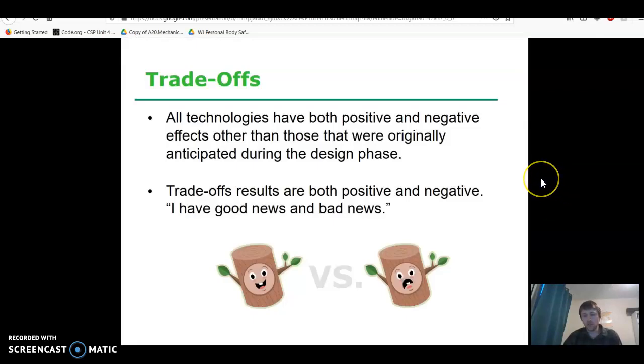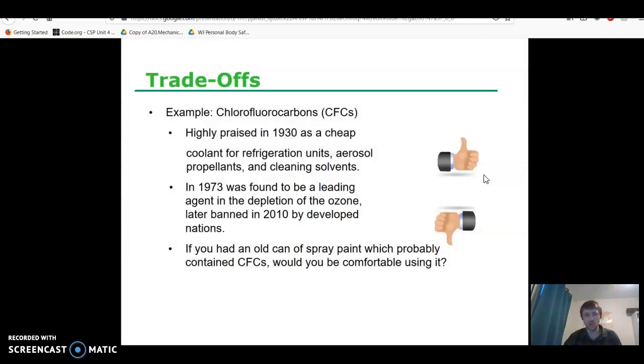Now, there's always trade-offs. No product is always going to be great in everything, right? There's always going to be some kind of downside. So it's important that when you present your product, you play up the upsides and downplay the downsides. That is one of the key features of advertising.